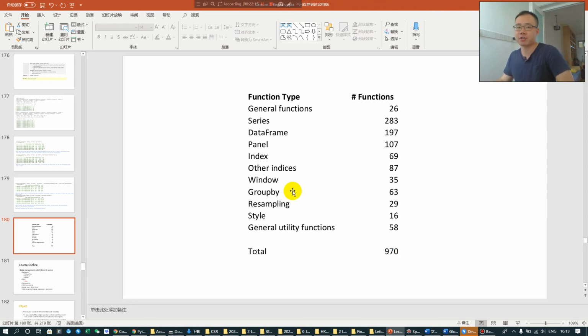For this module, our introduction of the Pandas functions is temporarily over. Okay, we will then talk about more things in the next videos.